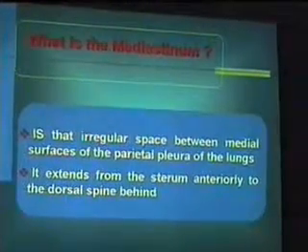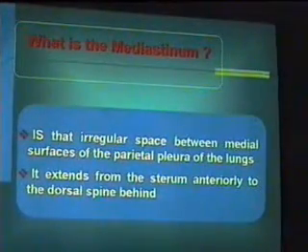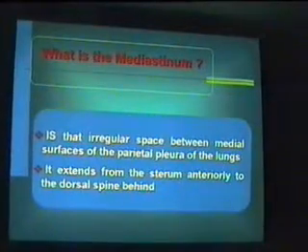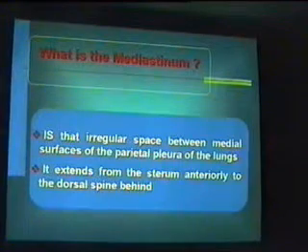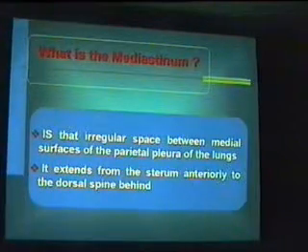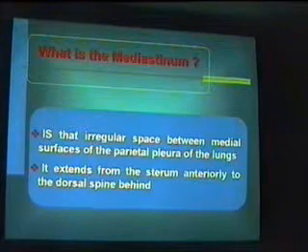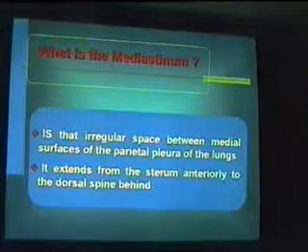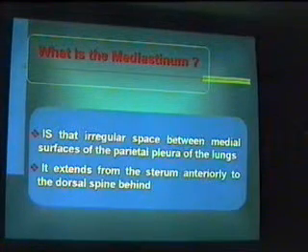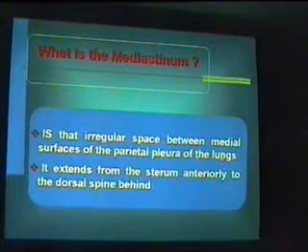الميديستاينم دي هنعرفها الاول هي ايه؟ هي الجزء it's an irregular space، ما هياش space مثلا ما هواش rounded، ما هواش triangular، it's an irregular space occupying the medial aspects of both pleura. يعني هي السبيس اللي between الميديال aspect of both parietal pleurae. It is the irregular space between the medial surfaces of the parietal pleura of the lungs.